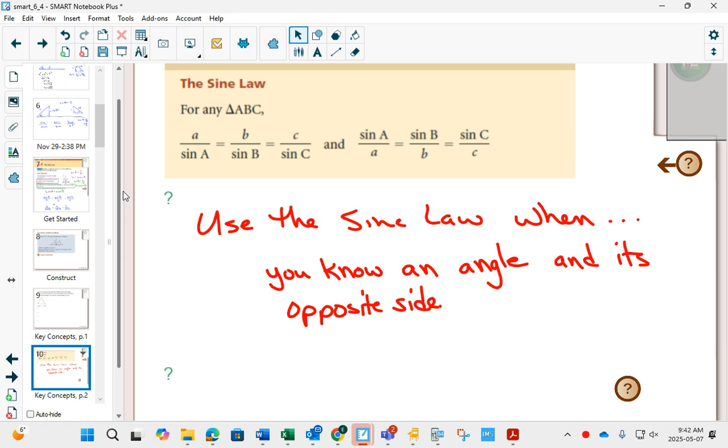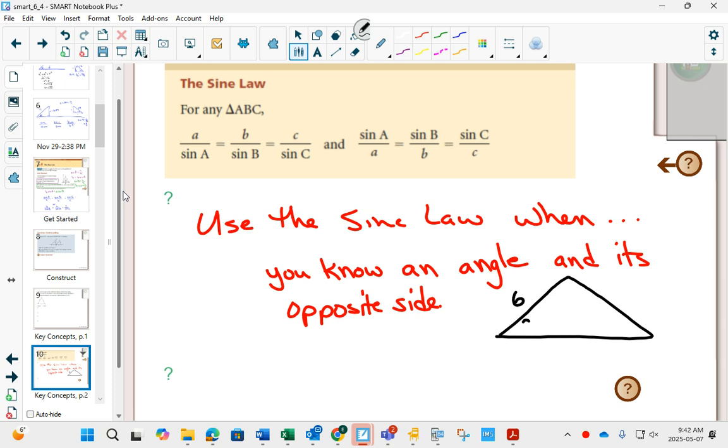Generally, if you're solving for a side, you like your sides in your numerator because it makes it easier to solve. If you're solving for an angle, you like your angles in the numerator because it makes it easier to solve. And the strategy for the sine law is we are going to use it whenever you have a triangle that's not a right angle triangle, so maybe something like this.